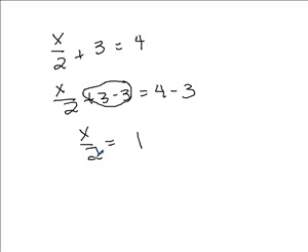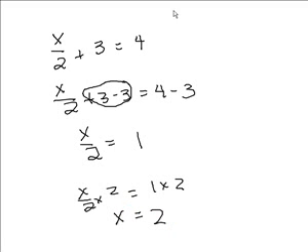The opposite of division is multiplication, so let's multiply that side by 2 to get rid of it. x divided by 2 times 2 equals 1 times 2. Now we've got just x left over here. The 2's cancel each other out, so we're left with x equals 2, and we go back and substitute. 2 divided by 2 plus 3 equals 1 plus 3 equals 4, which indeed is correct.